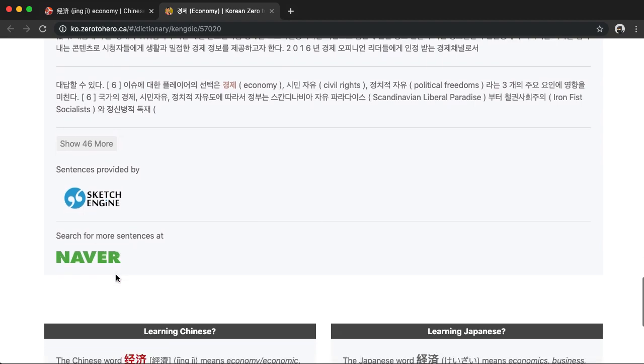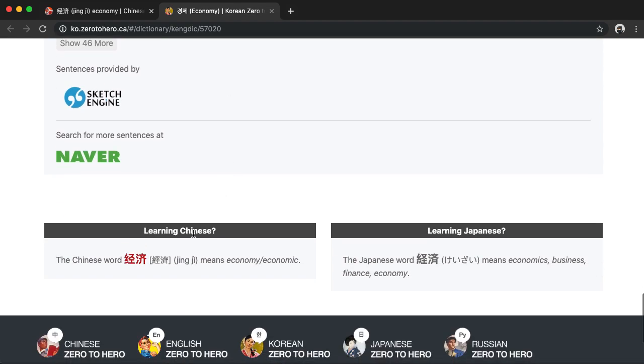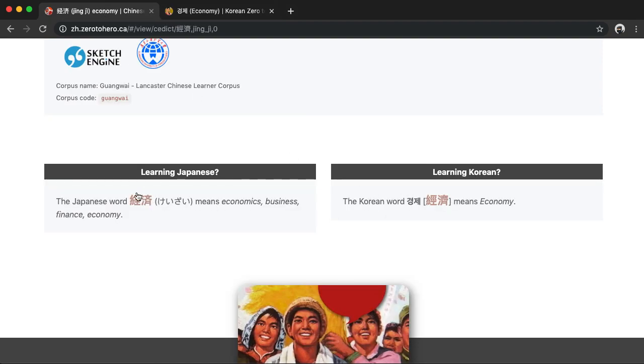If you need even more than that, you can click on Naver and it will look for these Korean sentences on Naver. And again, it asks you, are you learning Chinese? The Chinese word 经济 means economy. So if you click on that, that goes right back to the Chinese dictionary. And it asks you, are you learning Japanese? The Japanese word kezai means economics, business, finance, economy. So that's exactly the same as this one here.